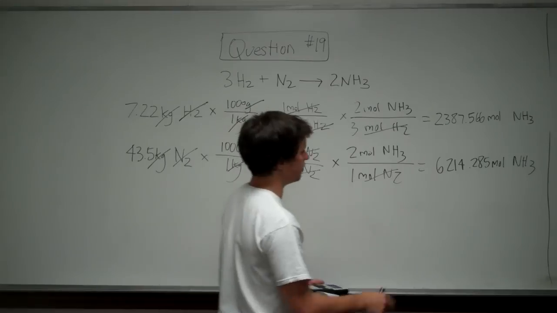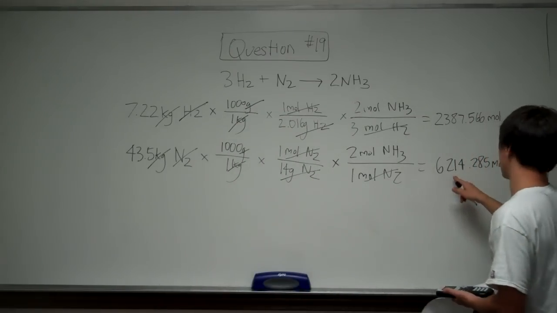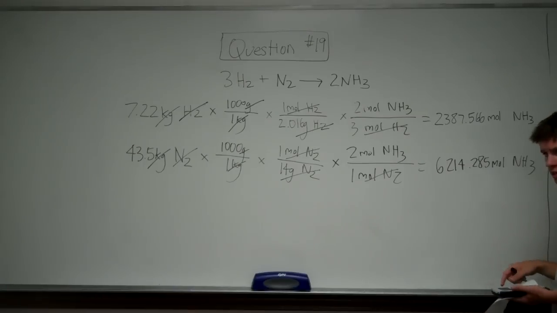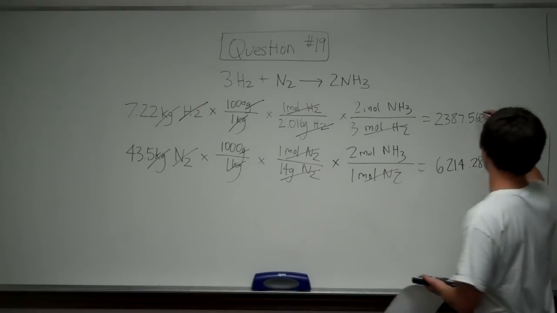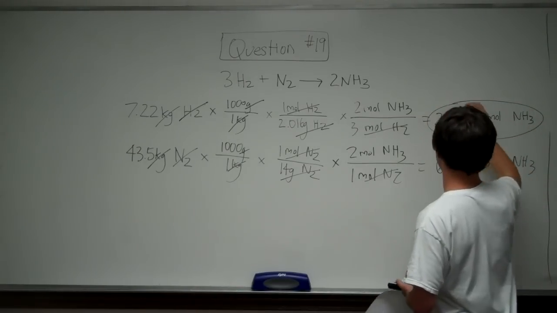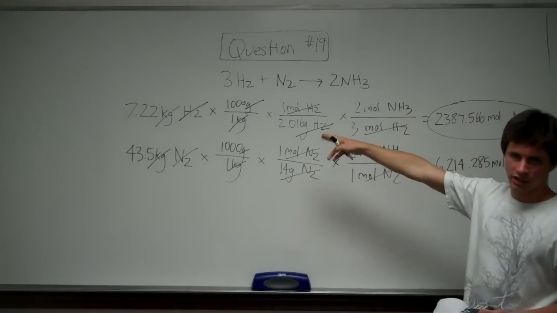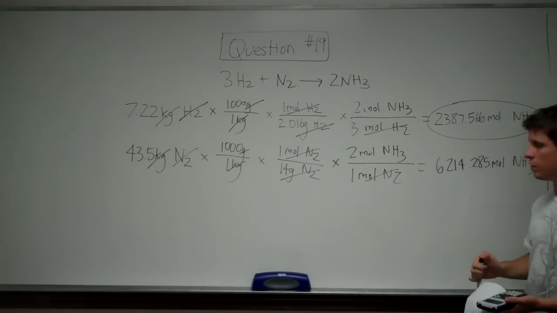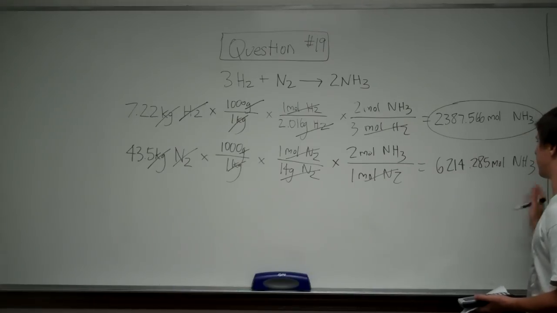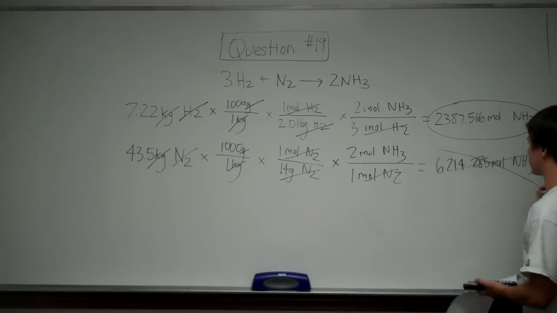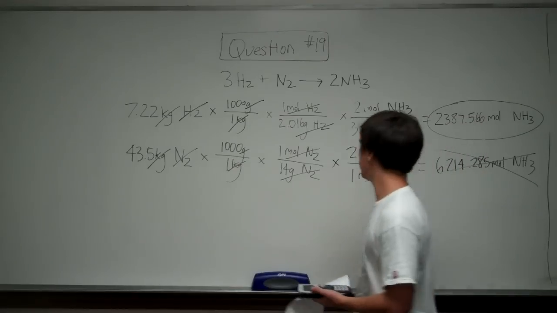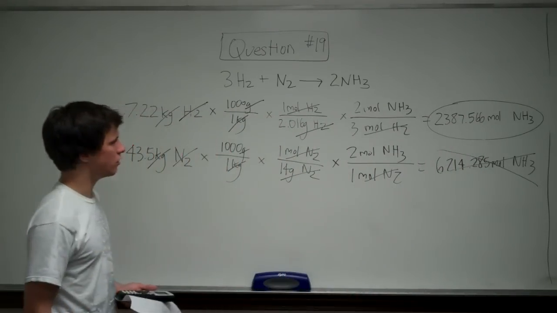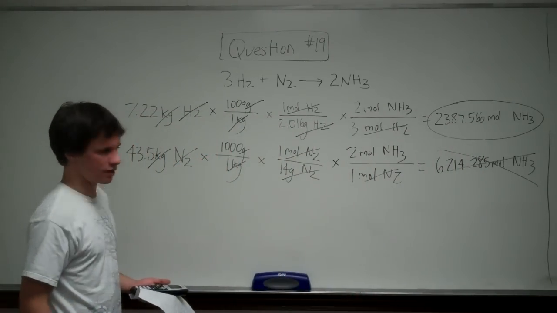So this amount of hydrogen will give you 2,387 moles of ammonia, and this amount of nitrogen is enough to give you 6,214 moles of ammonia. So the smaller amount is what's actually going to be made, because there's only enough hydrogen to make that much. After this much ammonia is made, the process is going to stop, so you're not going to get the larger amount. Okay, so that's the number of moles of ammonia that you're going to get.